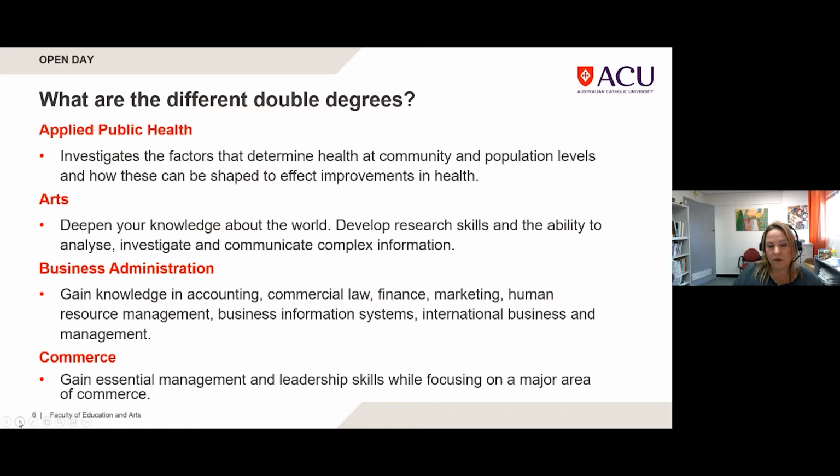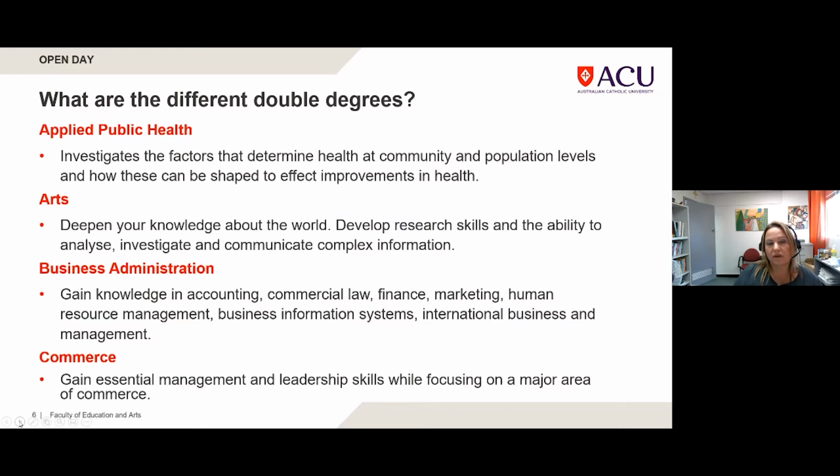So I have spoken already about the different dual degrees, but just to give you a little bit more detail about the different global studies double degrees, and the differentiation between the 6 of them, I'll just cover these now. Applied public health. Well, obviously, if you wanted to do a Bachelor of Applied Public Health and Global Studies, your interest and focus would be in working eventually in allied health professions, things such as social work, community health worker, and so on and so forth.